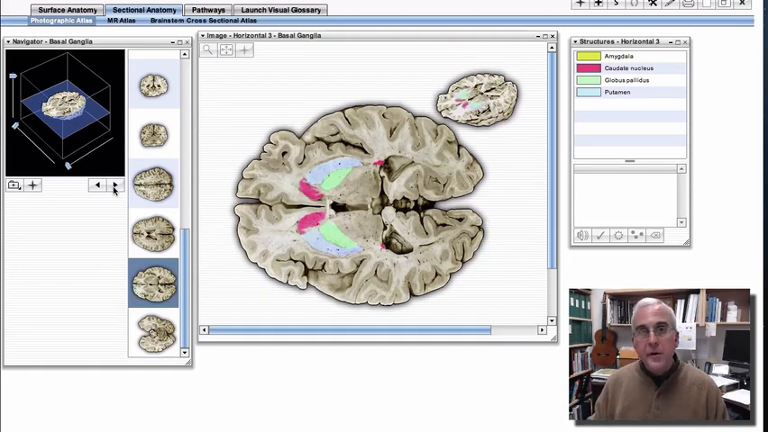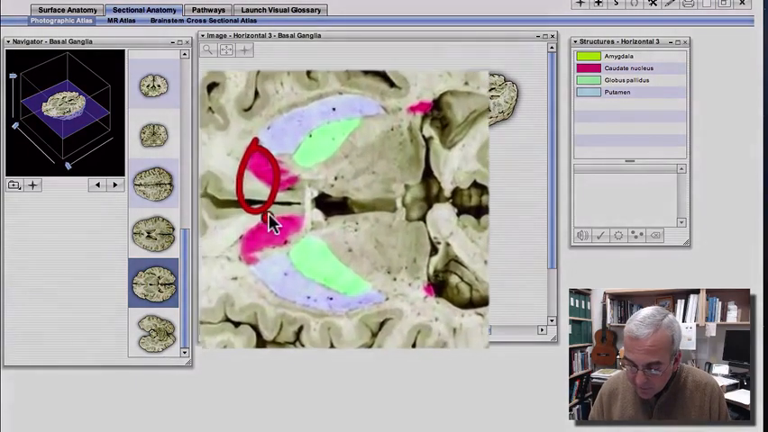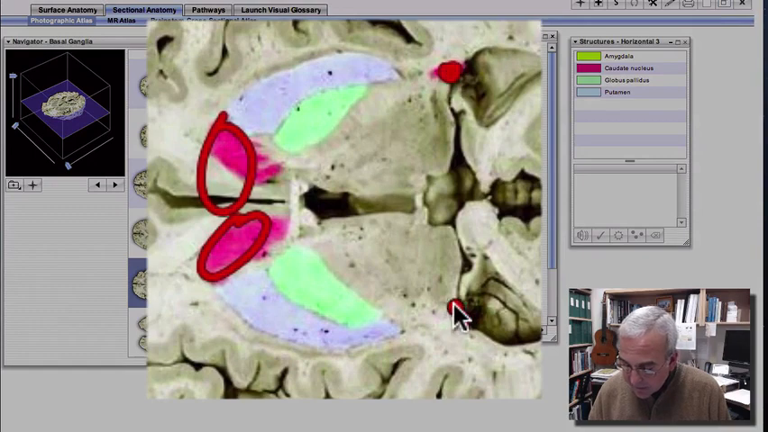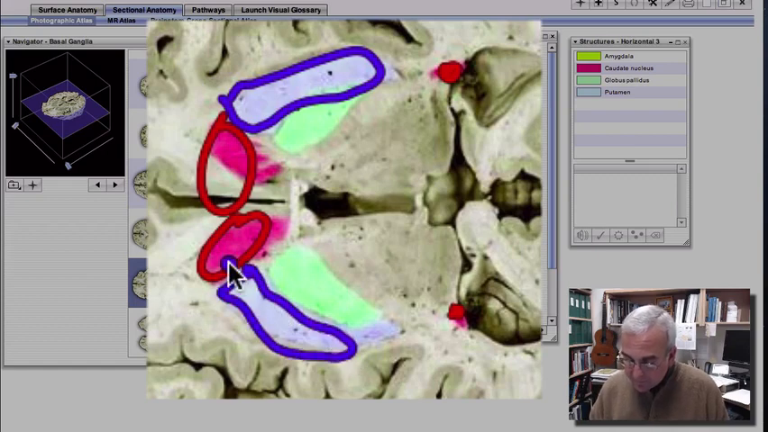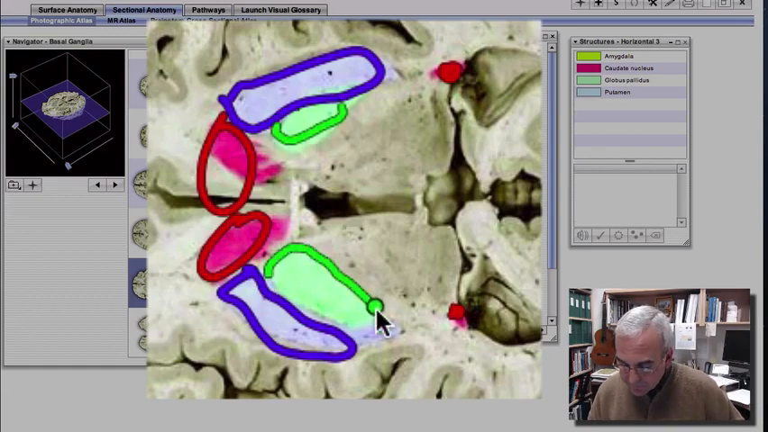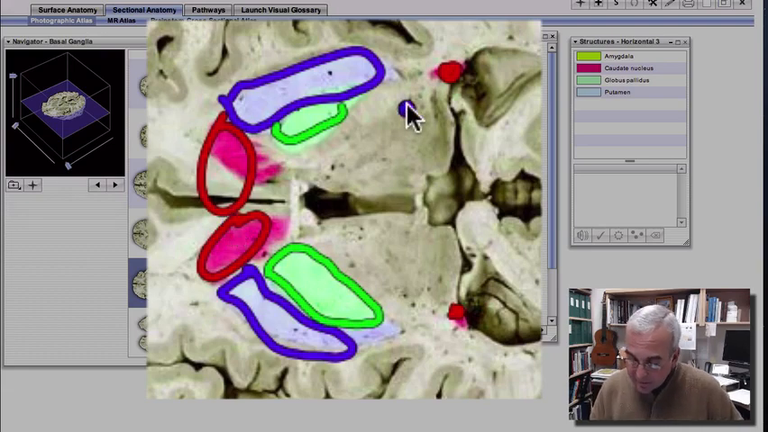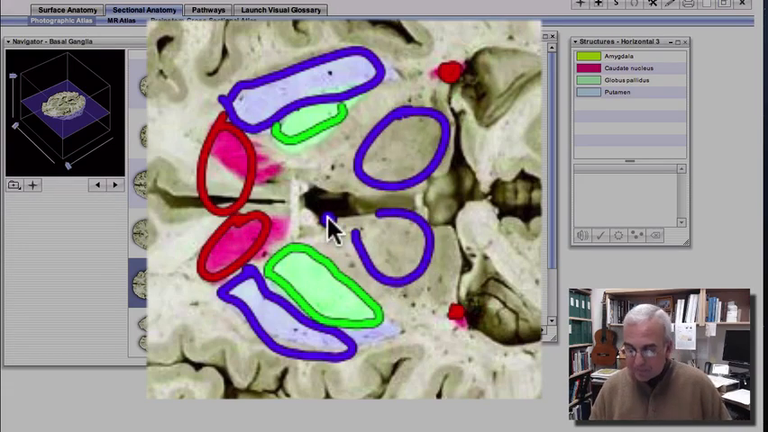And now we see our 3 major components of the basal ganglia that we've been featuring in this part of the tutorial. We have the head of the caudate nucleus and a little bit of the tail. We have the putamen, which is shown here in blue, and we have the globus pallidus, which is colorized here in green. Now the thalamus is located in this region right back there.